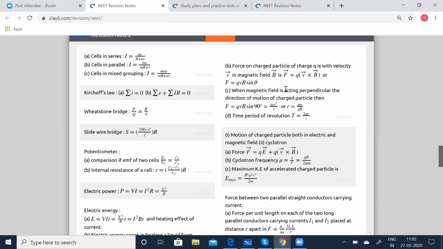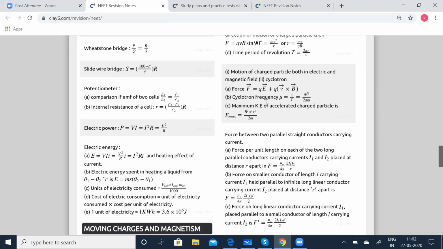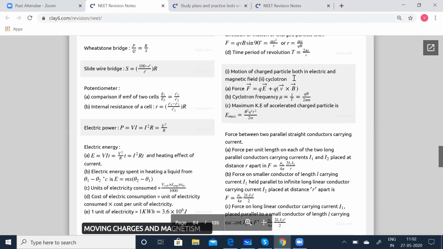So look into the data, read the sum properly, analyze the data given, and then apply whichever formula is apt. Next is motion of a charged particle both in electric and magnetic field, and then the cyclotron. Both we are going to see. Motion of a charged particle in both electric and magnetic field is given by F vector is equal to q E vector plus q into v vector cross B vector.